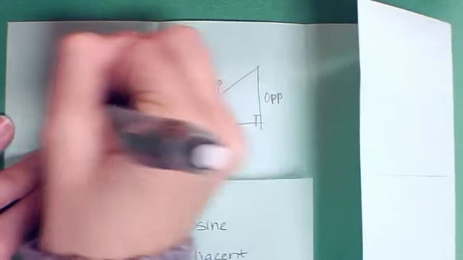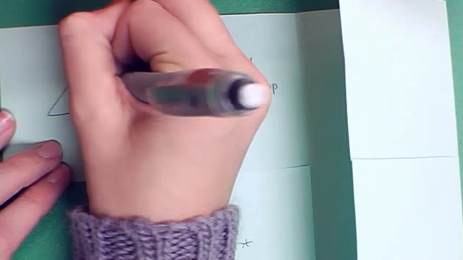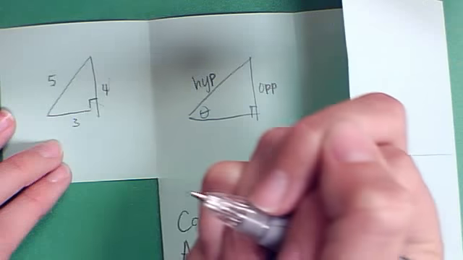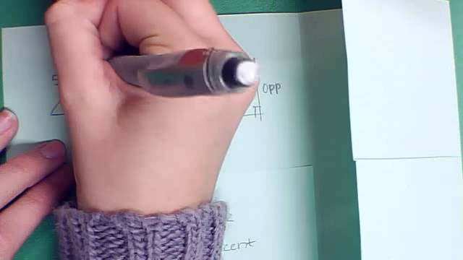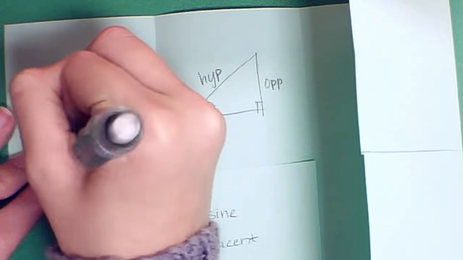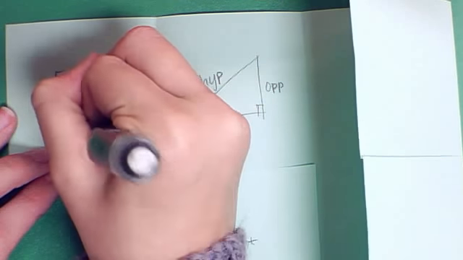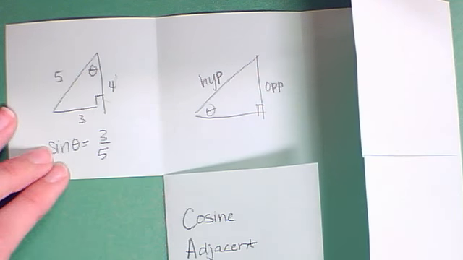For example, if I have this triangle that's a 3, 4, 5 triangle, where this is my 90-degree angle, and this is my angle theta, then the sine of theta equals the opposite, which would be 3, and the hypotenuse, which would be 5. So it's 3 over 5. We don't care about the 4 in this case.